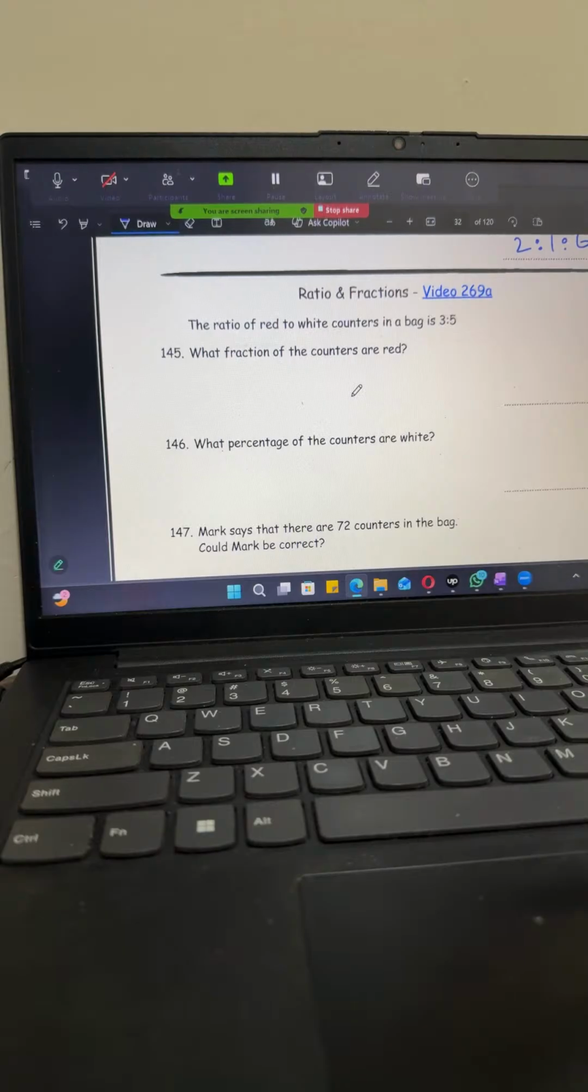What percentage of the counters are white? First, you write them as a fraction and then multiply by 100. So it'll be 5 over 8, and then we multiply by 100. That is going to be 62.5. Let me confirm it. Yes, my calculator says 62.5%. And this one was 3 over 8.